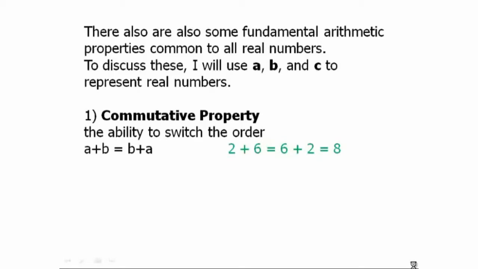Similarly with multiplication, we can swap the order around. A times B equals B times A. Again, we can swap the order around, we get the same answer. Addition and multiplication are commutative. Division and subtraction in general are not commutative. If we swap the order around in subtraction, we get different answers. 7 minus 4 does not equal 4 minus 7.